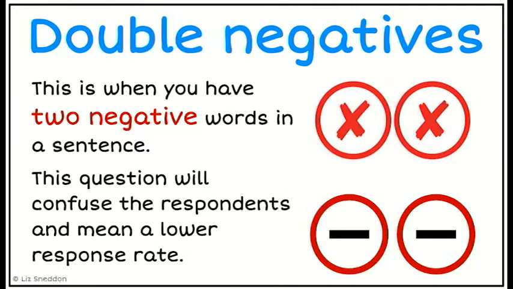So let's think about first what a double negative is. This is when you've got two negative words. I don't hate. Okay, don't and hate are both negative words. So having a double negative, don't hate, can get quite confusing for somebody to know how to answer.